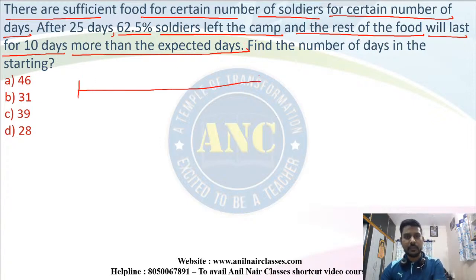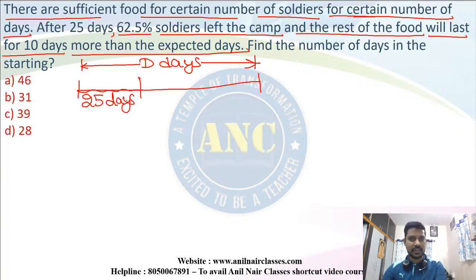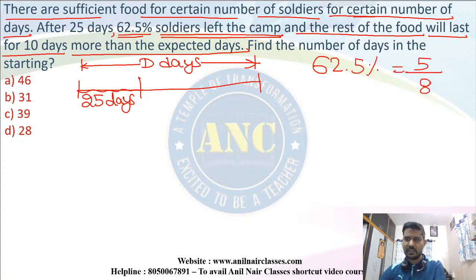Now see here, suppose initially it was taking D days to complete the entire food, because it is not given in the question; it says a certain number of days. So that certain number of days, I have taken as D days. After 25 days, that means the first 25 days, they all worked together, they ate together. 62.5% of soldiers left. Now, 62.5% is nothing but 5 by 8. These are values that you should know, which we have already taught in the percentage class.